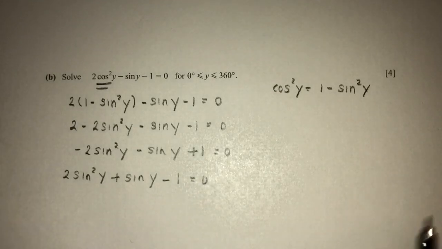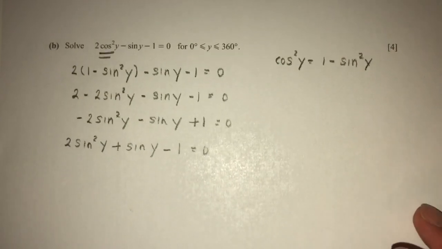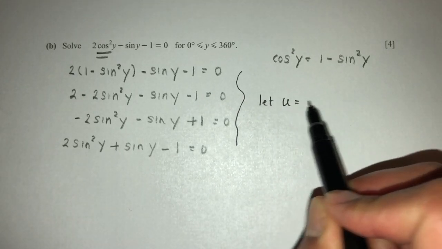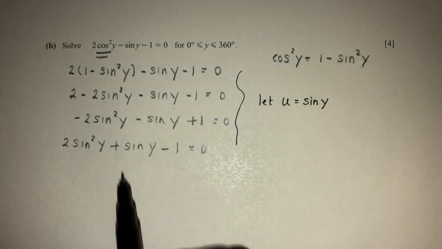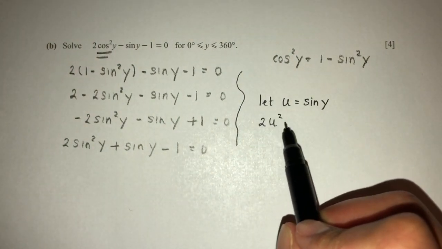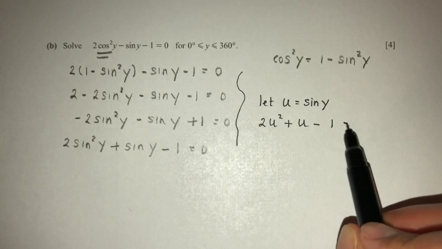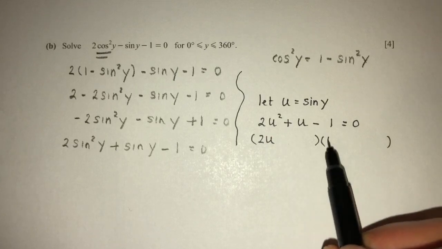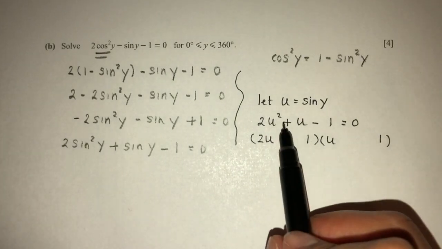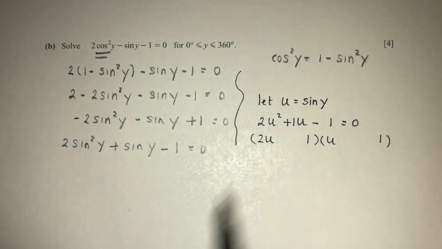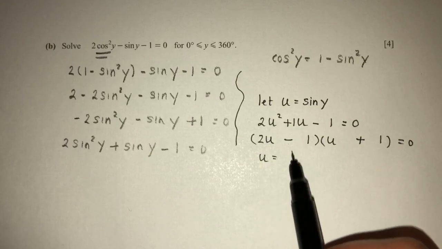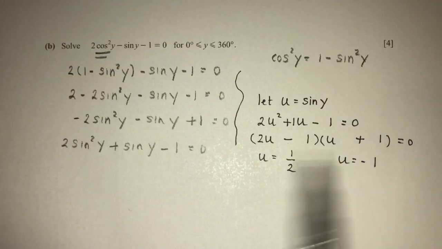So as you can see, this one is a quadratic equation because we have square, then we have linear, then we have constant. So one way we can do this, let's make it easier. We can say let u is equal to sine y. So you will have 2u squared plus u minus 1 equal to 0. Now we can factorize. That will be 2u times u. 1 is 1 times 1. To get plus 1, we have to have plus 2 and minus 1. So u will be 1 over 2, and u will be minus 1.